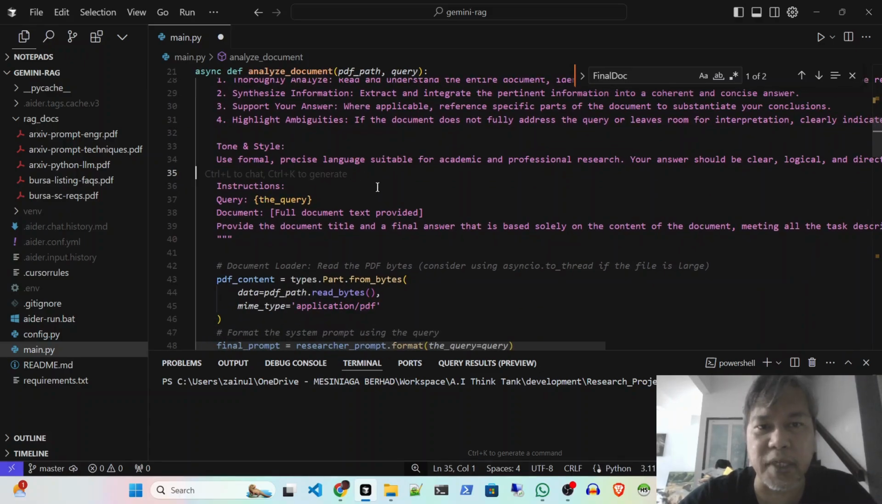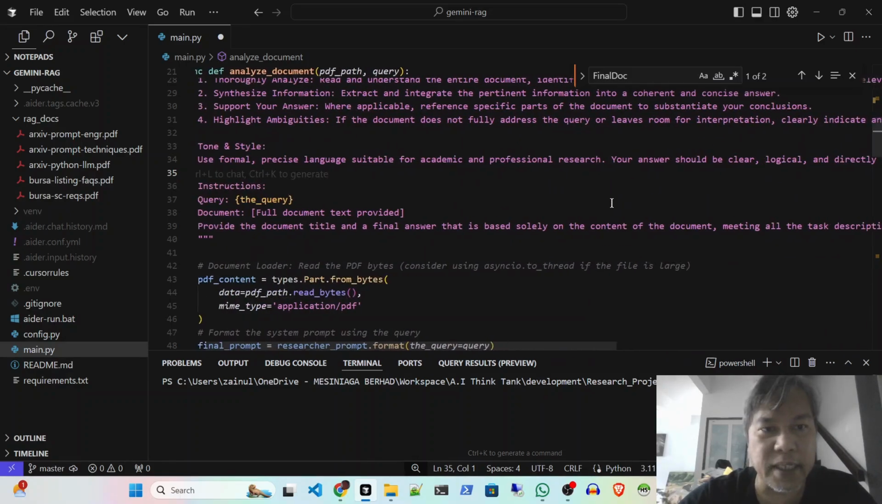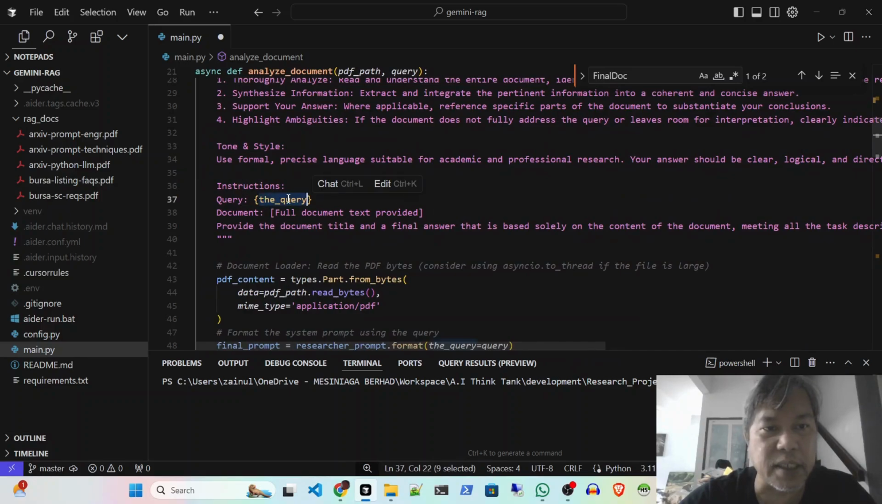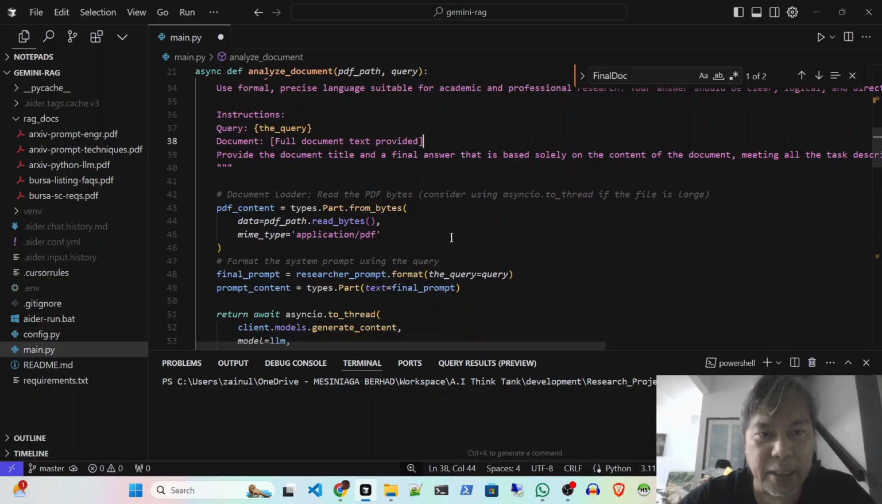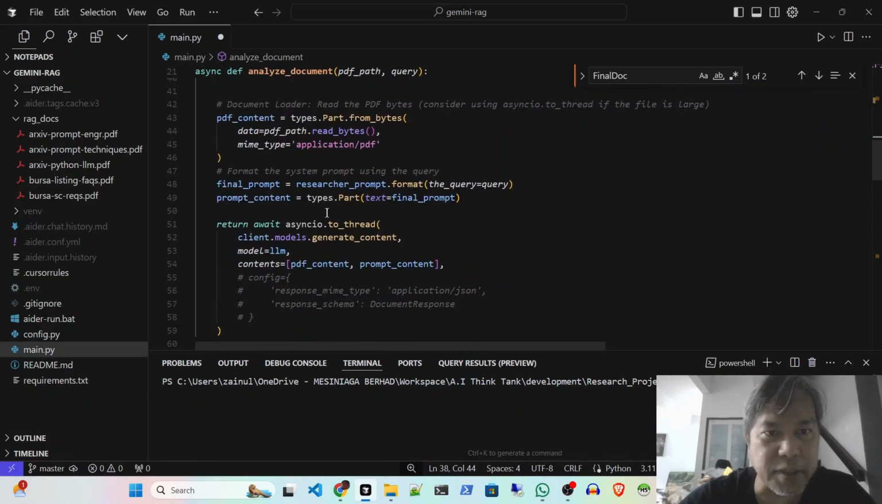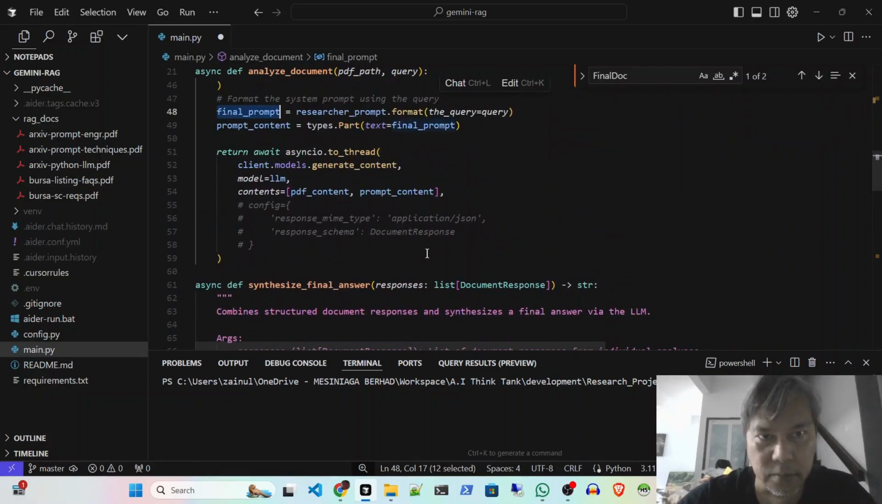The tone has to be formal, precise, and clear. Then the instruction is basically to read the query and understand what the user wants, and then read the full document. The document is going to be attached to the contents. And this is where we inject the query into the final prompt, which is the searchable prompt. All right, so that's basically it.